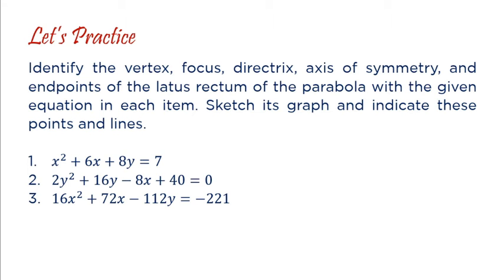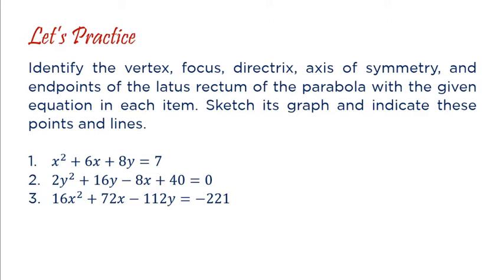So what we are going to do is to identify the vertex, focus, directrix, axis of symmetry, and endpoints of the latus rectum of the parabola with the given equations in each item. So we have here three equations. So what we're going to do is to identify the properties. After that, we are going to sketch the graph of these equations indicating the points and the lines.